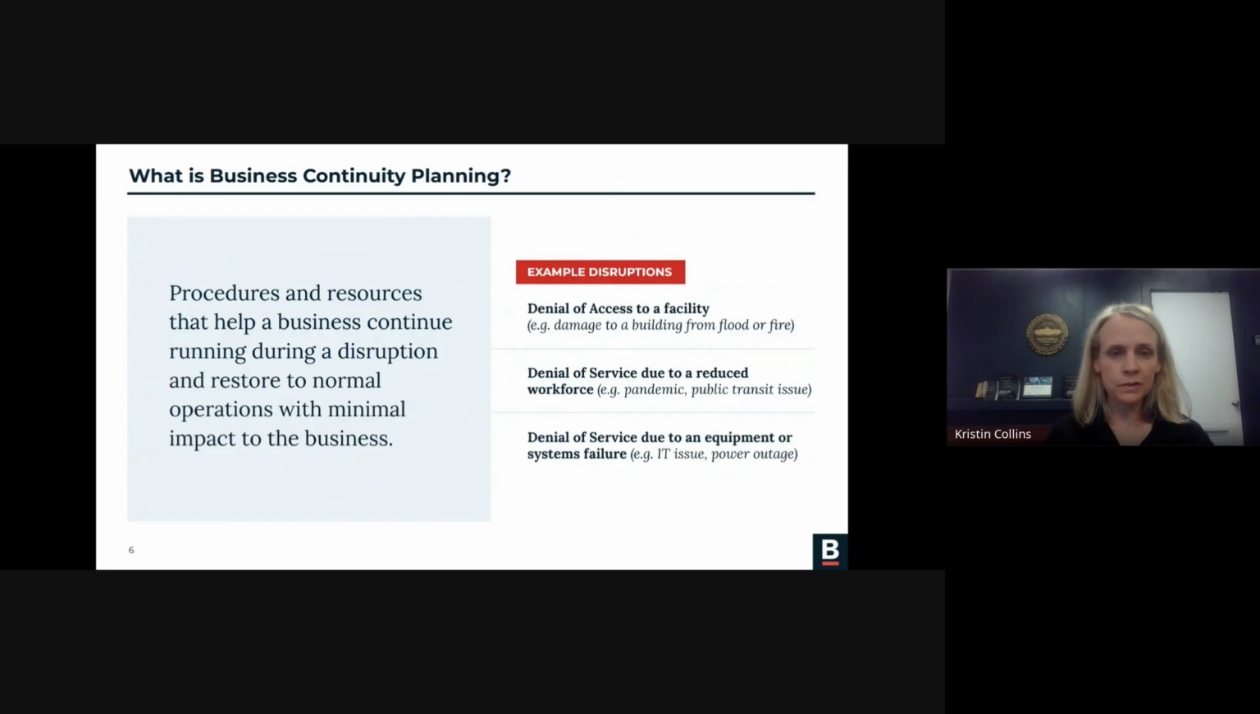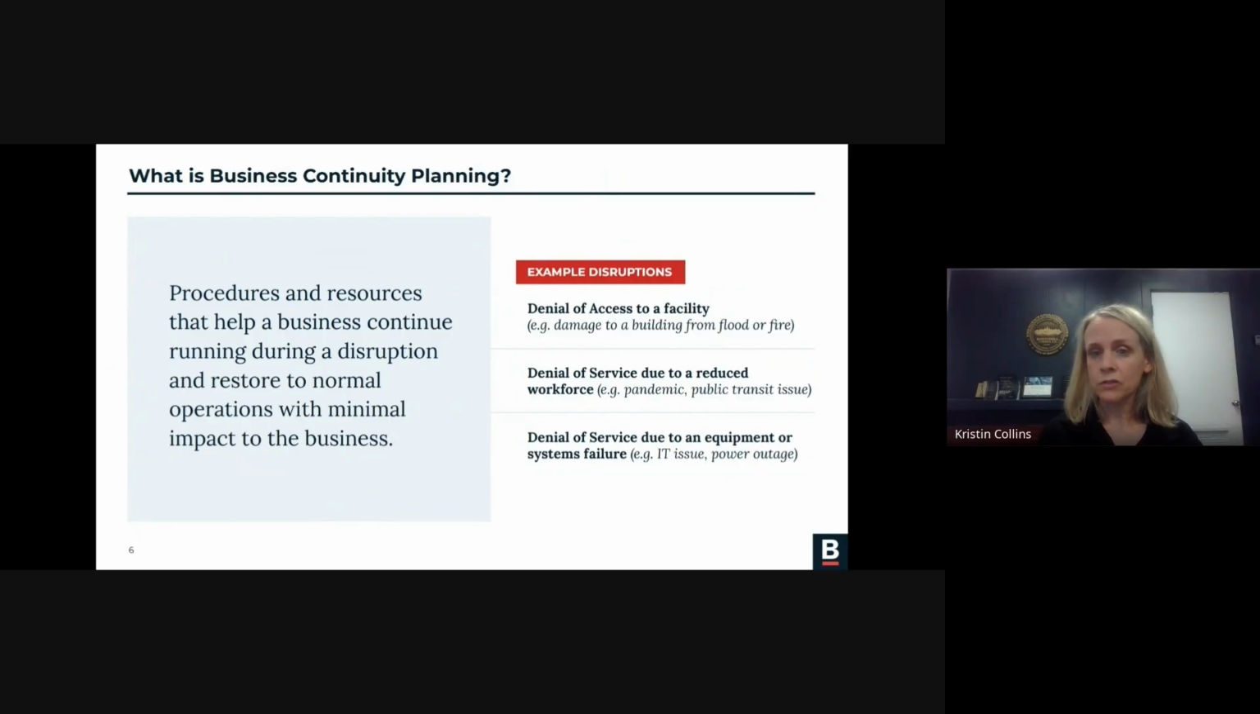It's procedures and resources that help your business continue running during a disruption and then restore to normal operations with minimal impact to your business. So there's really three types of disruptions that could impact your business. One is a denial of access to your facility. This might be because your building was damaged due to a flood or a fire.